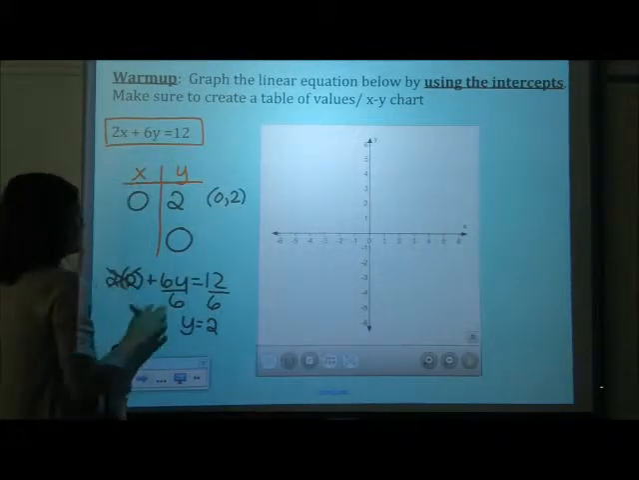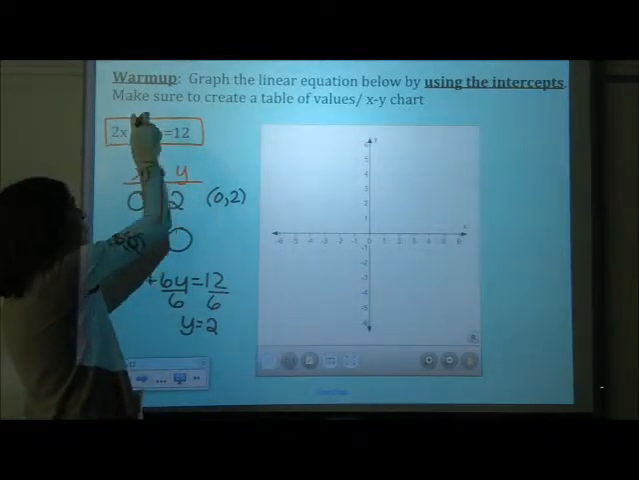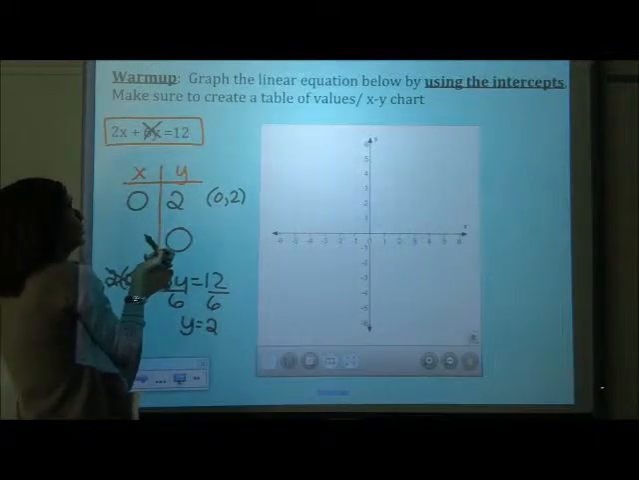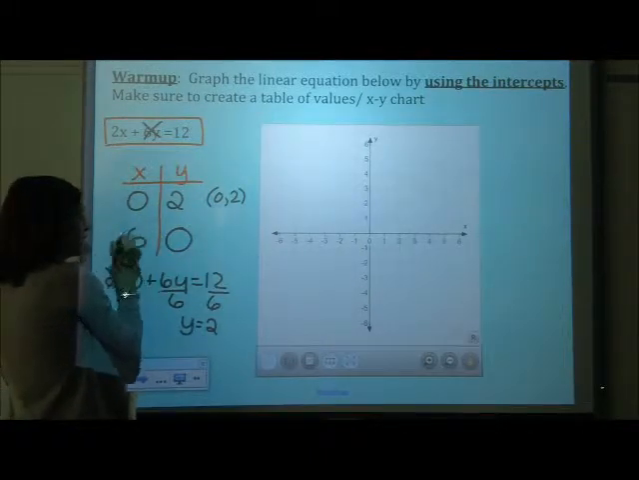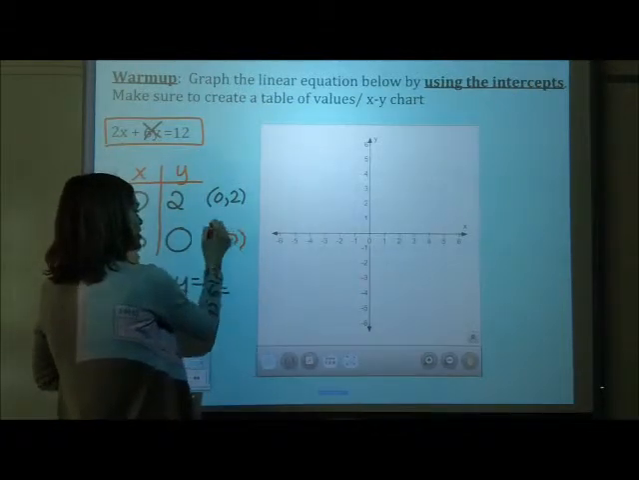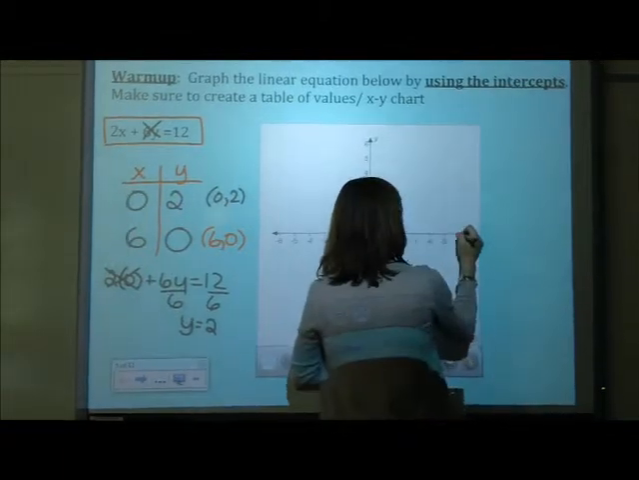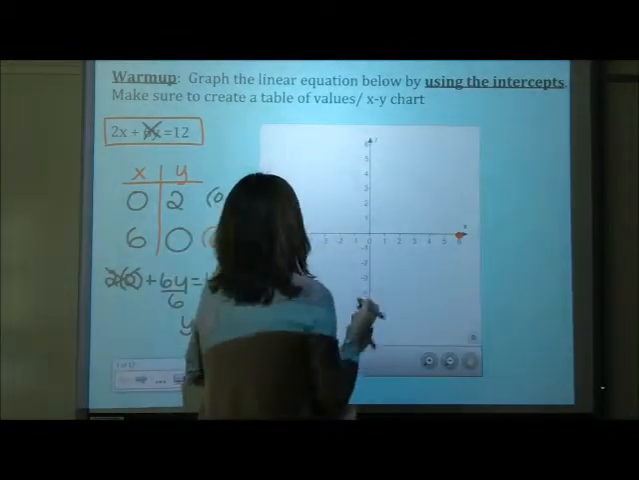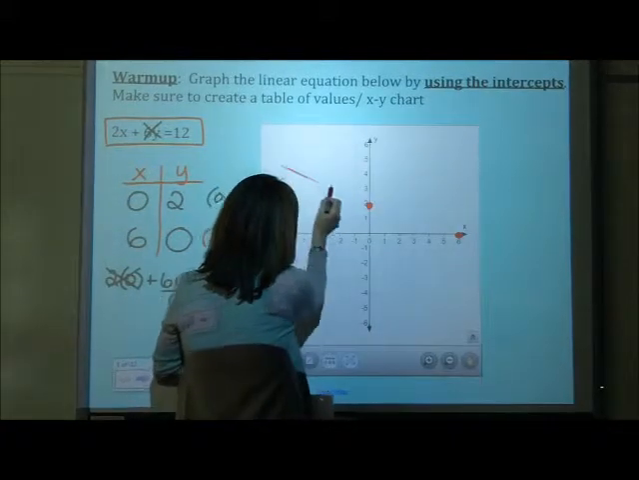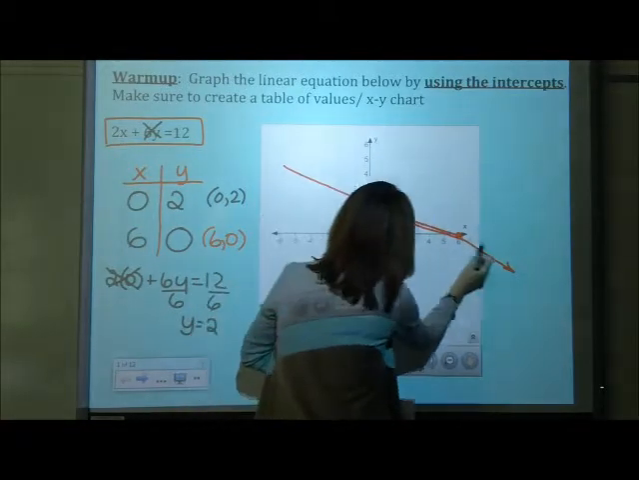All right, the x-intercept, we're going to let y be 0. So if we plug in 0 for y here, this goes away. So we have 2x equals 12. Divide by 2 on both sides, and we get 6. All right, so the point (6, 0) is my x-intercept. So we go to the point (6, 0), which is on the x-axis because it's the x-intercept. And then we go to (0, 2). And then we draw a line. Oops, my line's not so great. Sorry about that, guys. Okay, so something like that.